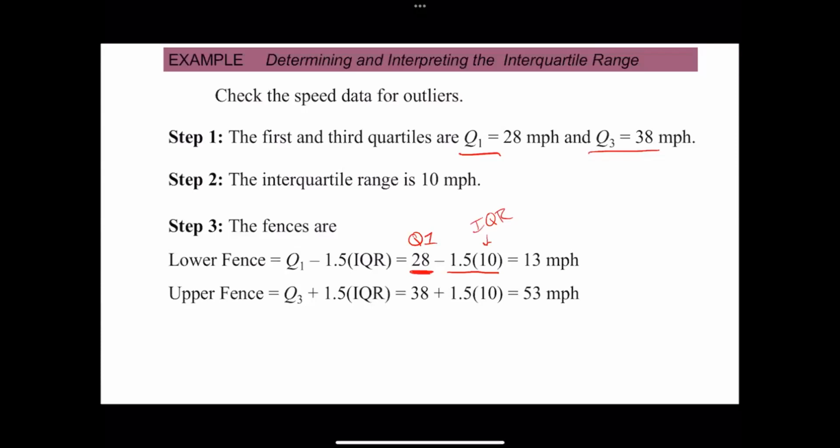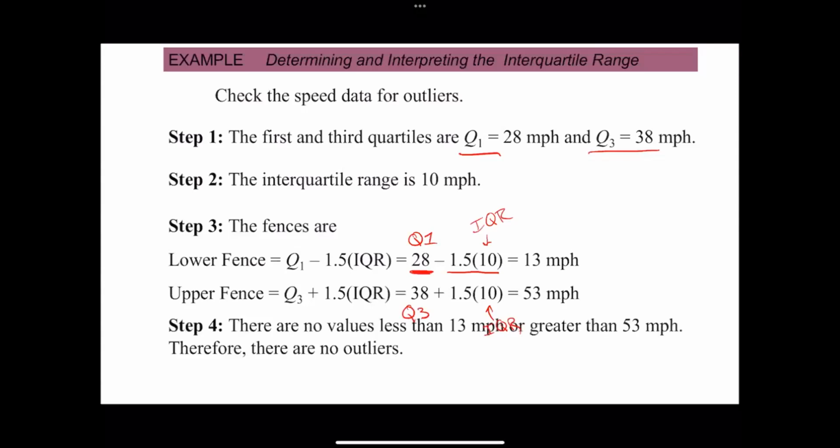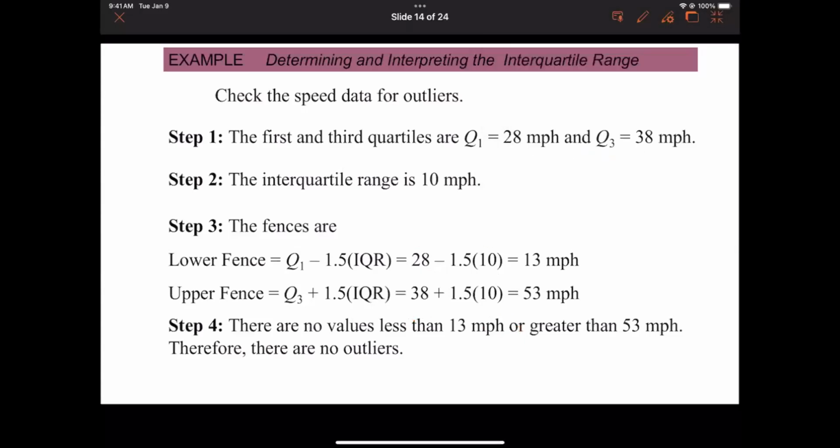Then I'm going to take my Q3, this right here is Q3, and I add 1.5 times the IQR, and I get 53. So any number lower than 13 or higher than 53 would be an outlier. There are no values that are higher than 53 or lower than 13. So our speed data had no outliers. Now, if we would have included that 100-mile-per-hour car, darn right, that would have been an outlier because it'd be higher than 53. But since all of our values are in between these two values, we don't have any outliers.